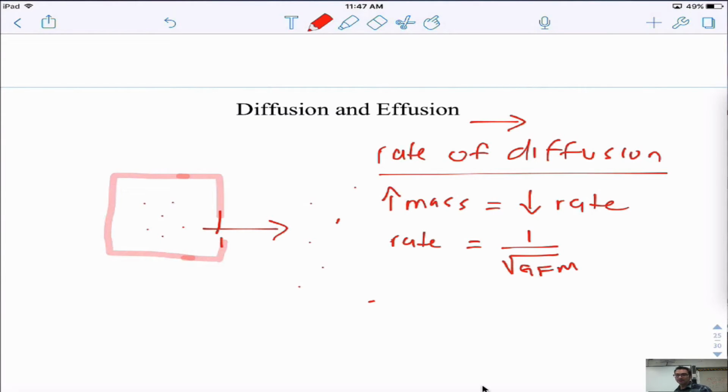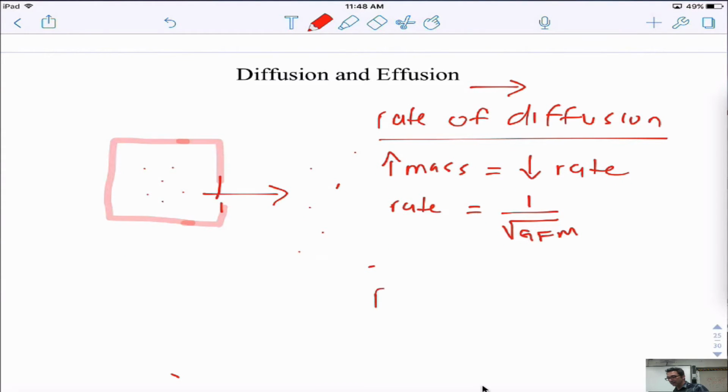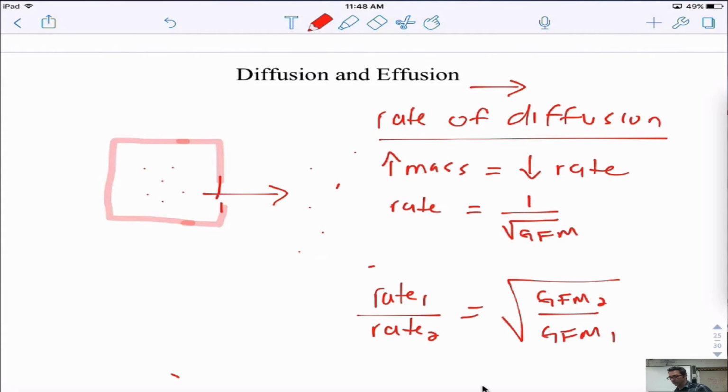Now there's Graham's law of diffusion, and Graham's law of diffusion relates two gases to one another. And so it looks like this. The rate of gas 1 compared to the rate of gas 2, their rate of diffusion, is equal to the square root of the Graham formula mass of 2 over the Graham formula mass of 1. So you can see they're inverse. The rate of 2, Graham formula mass of 2, rate of 1, Graham formula mass of 1.